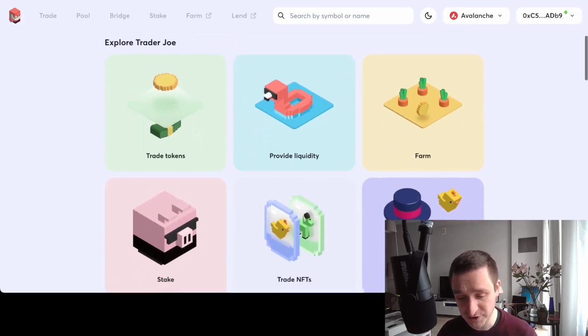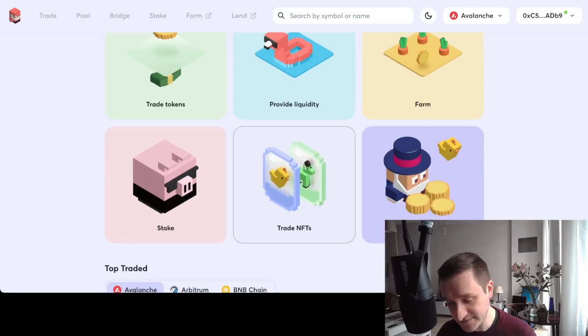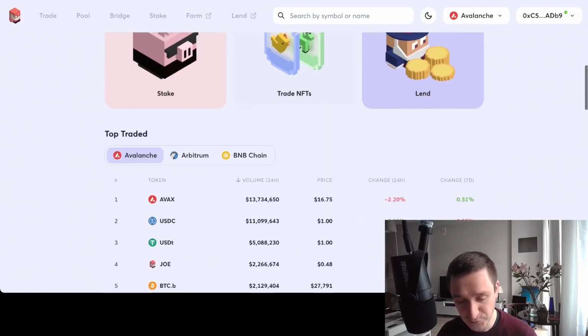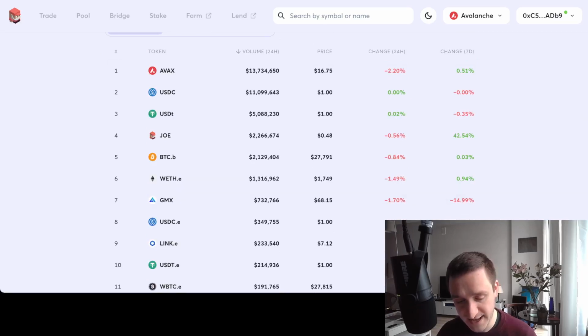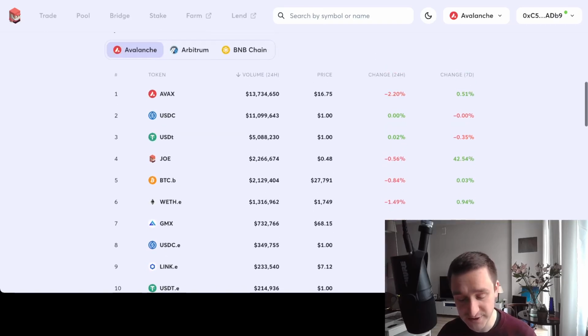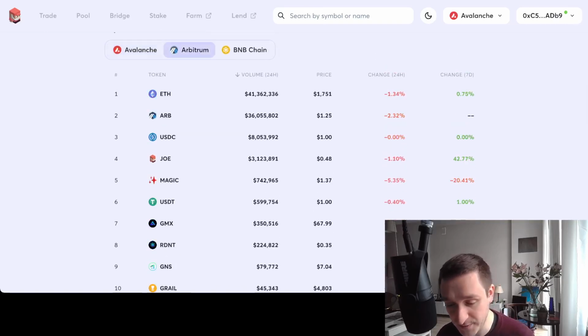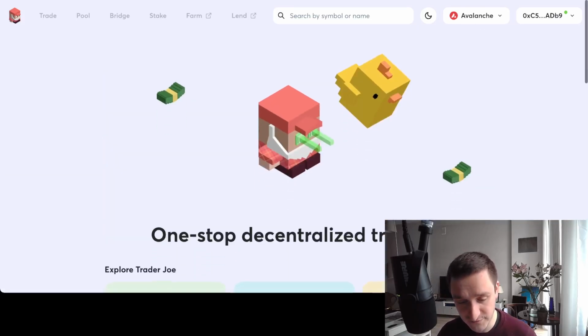Basically what you can do with Trader Joe is trade tokens, provide liquidity, farm, stake, trade NFTs as well because there's an NFT platform included, and lend. So top traded tokens on Avalanche right now, of course, Avalanche, AVAX itself, USDC, Joe token. This is the native token of Trader Joe. And then you can also see tokens being traded on Arbitrum and Binance Smart Chain. So generally speaking, you have plenty of choice here.